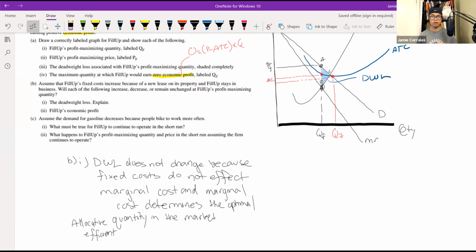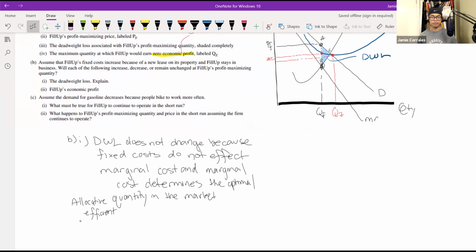So marginal cost will determine the optimal allocative efficient quantity in the market. So wherever price or demand intersects marginal cost, then that intersection will determine allocative efficiency. So any deviation away from it will change efficiencies. And so since monopolies are inefficient in the sense that they don't price the good at marginal cost, there is deadweight loss. So because marginal cost is not changing, then deadweight loss is not changing.